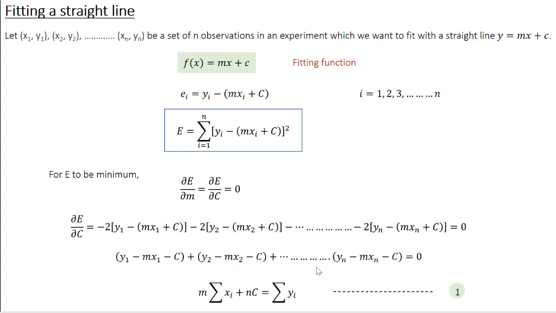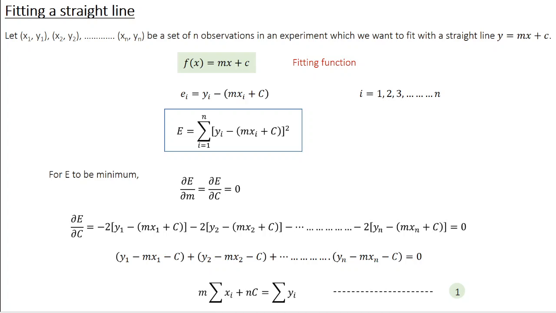So let's keep all the y terms on one side and take all other terms to the other side. So what are the y terms? y1 plus y2 all the way to yn. This is nothing but summation over i yi. And what are the terms on the other side? You have mx1 plus mx2 plus mx3 all the way to mxn. This is nothing but m into summation over xi. Plus, then you have c here, c here, c here. You have n c's here, which is nothing but plus n into c. So m summation over xi plus nc equal to summation yi. This is your first equation.